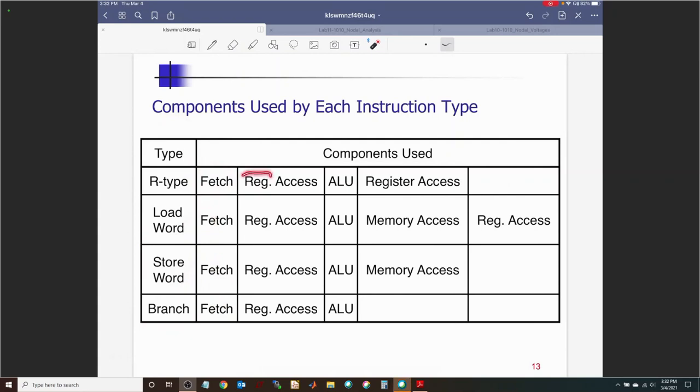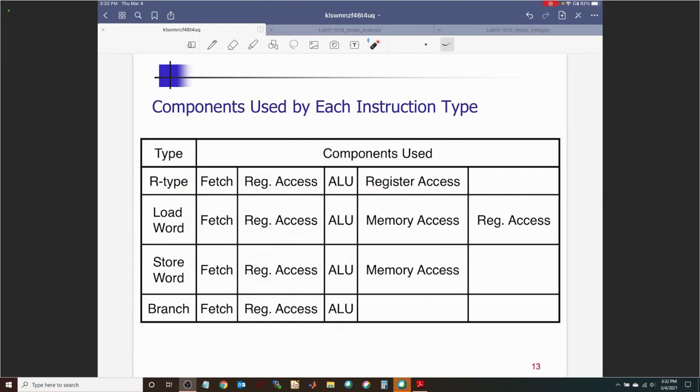You need to access the register file. It looks like for all the instructions, you do need to access the register file. That is register access. Do you need to use the ALU? Looks like you do need to use the ALU for all of them. For R-type instructions, you are carrying out add or subtract or and whatnot. For load word, you are doing an addition. For store word, you are doing an addition. For branch, you are doing a subtraction.